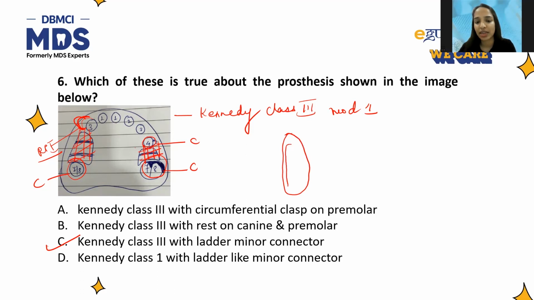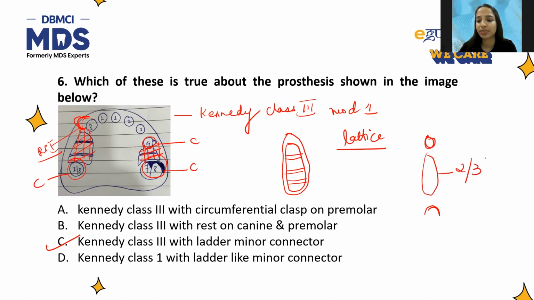That is why it is called a ladder type minor connector, or a lattice type of minor connector. It has a horizontal strut of metal like this. In the mandible, if this is your tooth anteriorly and this is a pad area, it covers only 2/3 of the edentulous area, and does not go till the extent of the complete pad area. Only covers till the 2/3 of the edentulous region. Whereas in maxilla, it covers it fully.